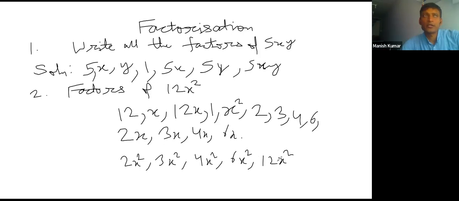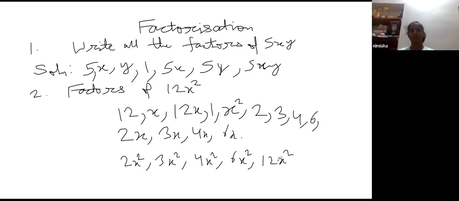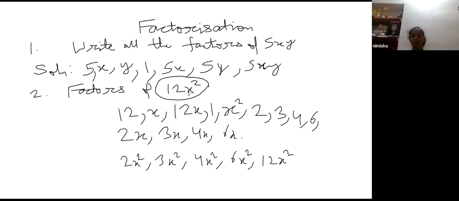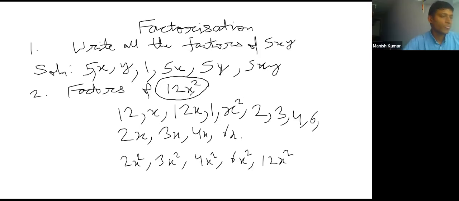So understood how to write the factors? Yes. Whichever number it may be, if it is multiplied by something and we are getting this 12x square, then that is a factor of this, isn't it? Okay. Screenshot taken? Yes, sir. I'm clearing the screen.